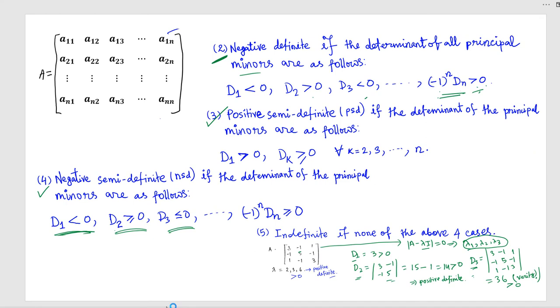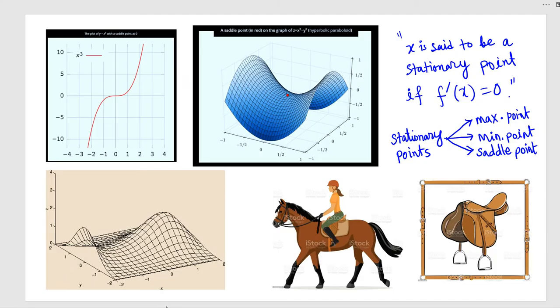Now, just to recall, it is negative definite if d1 is negative and d2 is positive, if we have an order 2 by 2 case. So the saddle point that you have, if you remember, is like the sitting place when riding a horse. The person is sitting on a saddle.